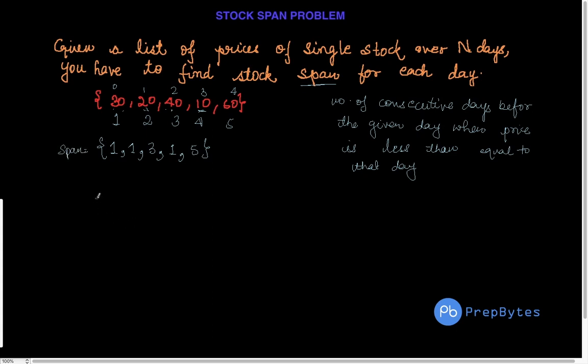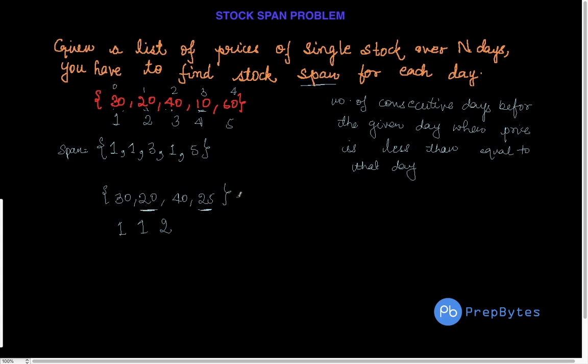Now let's take one more example. Let's say we have 30, 20, 40, 25. In this case the span for the first is 1, the span for the second is 1, the span for 40 is 2, and what is going to be the span for 25? I've taken this example to make you understand one point, that the days should be consecutive and should be just before that particular day. Here you can see that 20 is having a value less than 25, but it is not consecutive and it is not just prior to it.